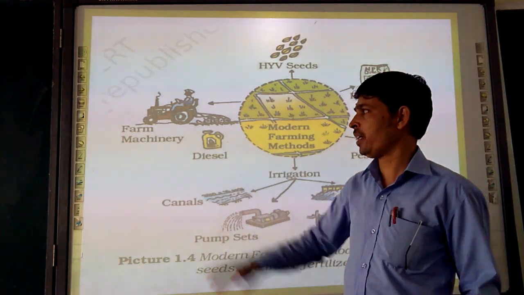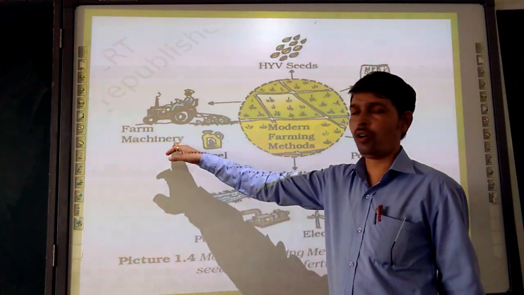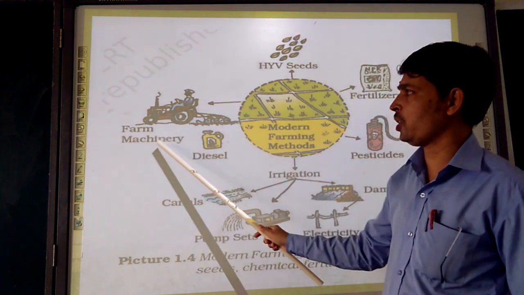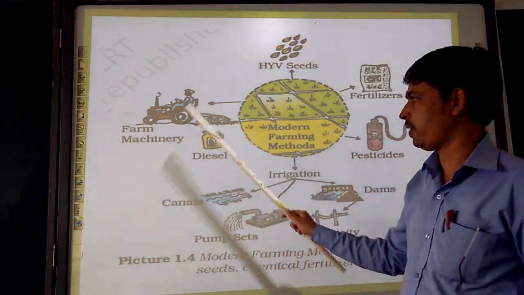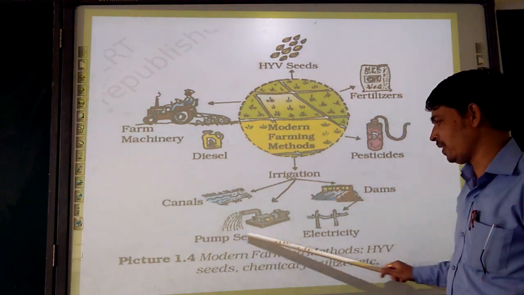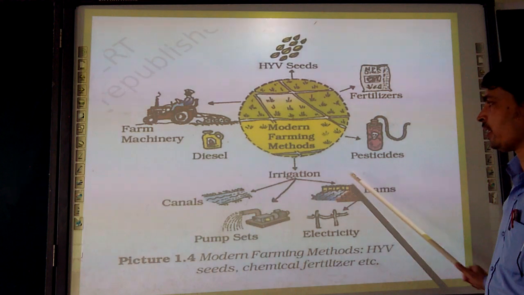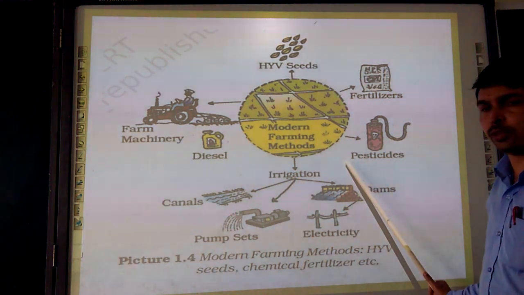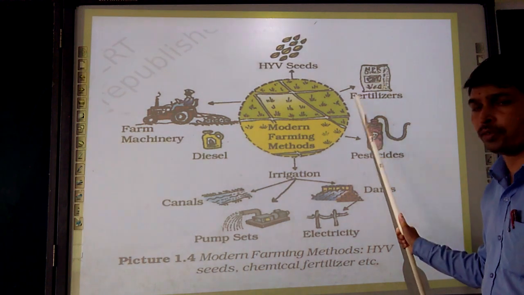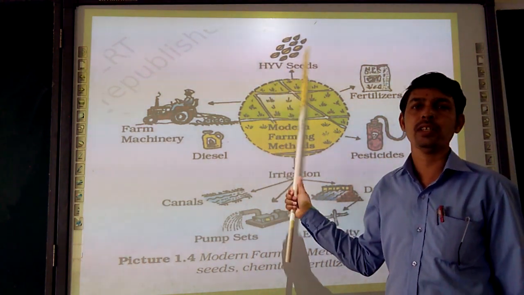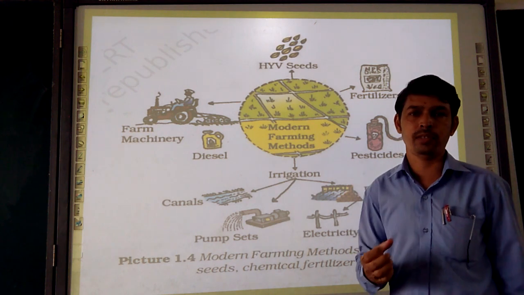Earlier the farming was done with the help of the ox and bullock carts. Now there is farm machinery, tractors, diesel, canals, pump sets, electricity, and dams for irrigation purposes. Then we are using pesticides, fertilizers, and high yielding varieties of seeds, which are boosting production.